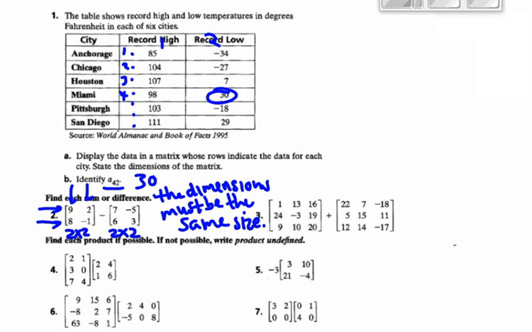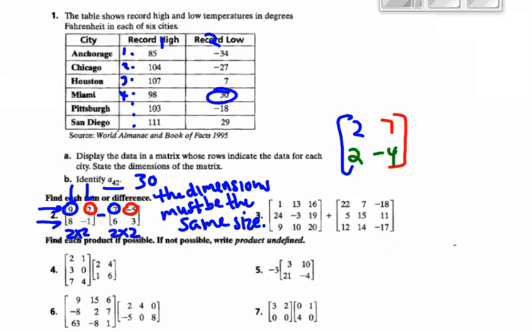So all it does is, for example, tell me 9 minus 7. I subtract or add the exact same spot in that original matrix to the second matrix. So 9 minus 7 is 2. Goes in that spot. 2 minus negative 5 is positive 7. 8 minus 6 is 2. And negative 1 minus 3 is negative 4. And there's your answer right there. Okay, that's for adding and subtracting.